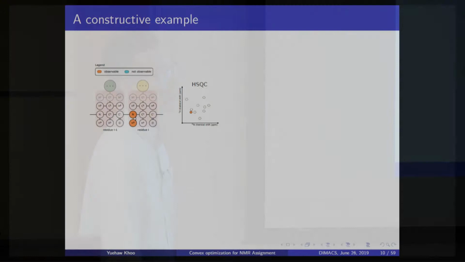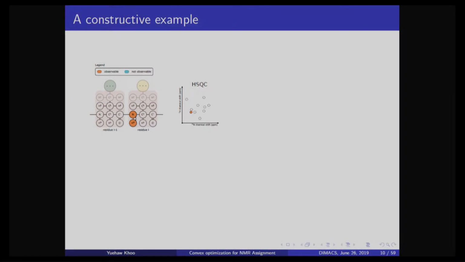Okay. So in order to perform this matching procedure, I need to tell you how these peaks are actually generated from protein sequence. Let's look at this sequence of residues. So a protein is made of a sequence of residues.